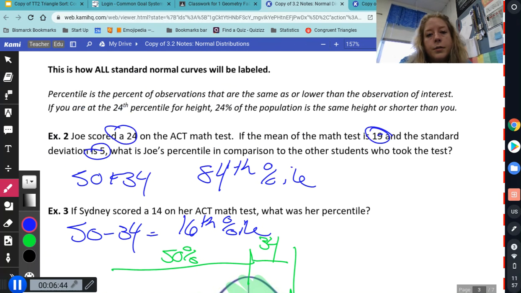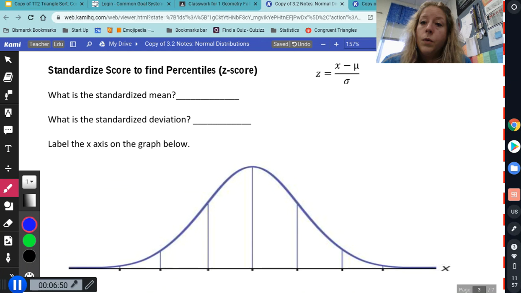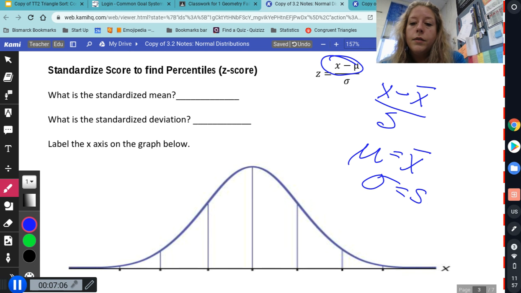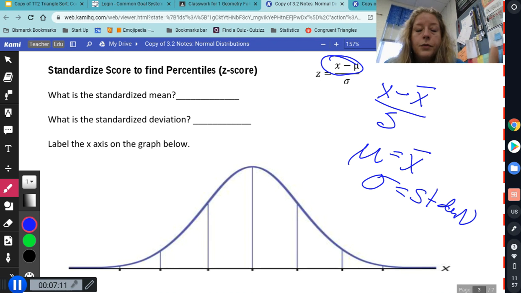Okay, now, sorry I'm rushing, but I'm out of time. Going back up. This is z-score again, but we're standardizing all scores. Right here where it says x minus mu, that's the same as x minus x bar over s. Mu is mean, and sigma is standard deviation. In some of the assignments we had before, it asked you if the z-score is 0, what is the score? If the z-score is 0, the score is the mean. The standardized mean is 0.